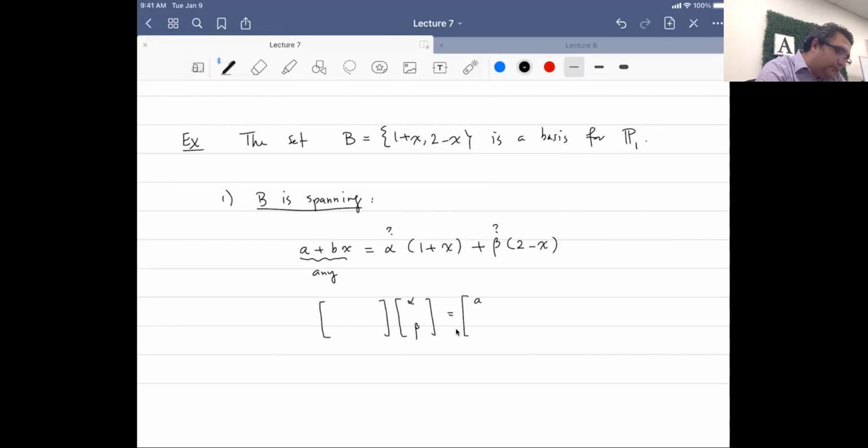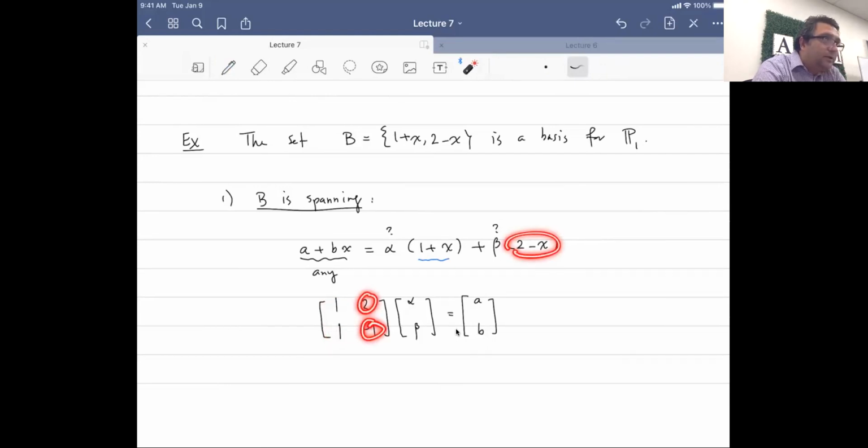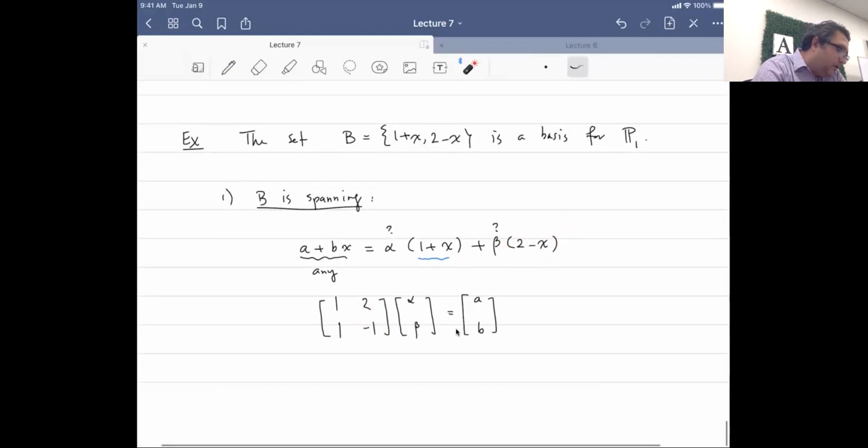So what's the system? 1, 1, 2, -1. And notice how I found them. Look at 1 plus x, I put it as 1 plus x, so this is like the second spot. And 2 minus x, 2 minus 1 times the second one. And I'm asking myself whether this system has a unique solution. I mean, has a solution or not, not necessarily unique, just has a solution or not.